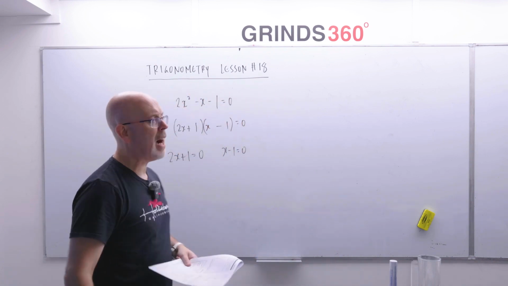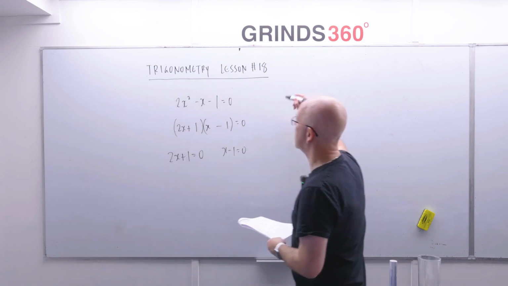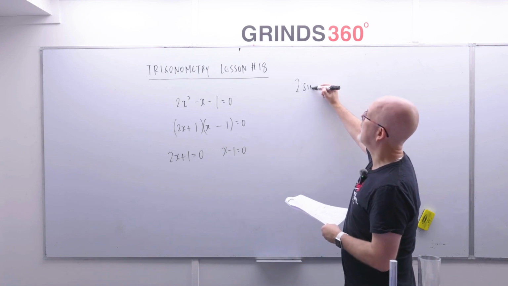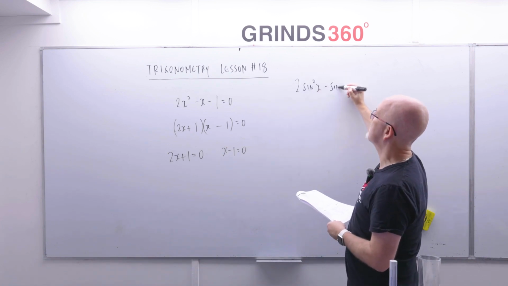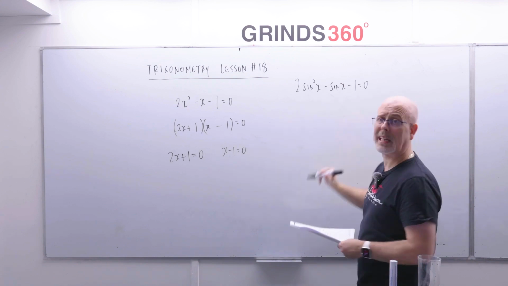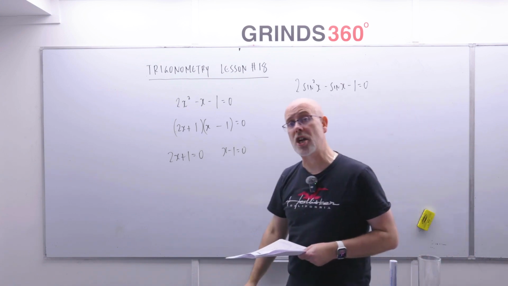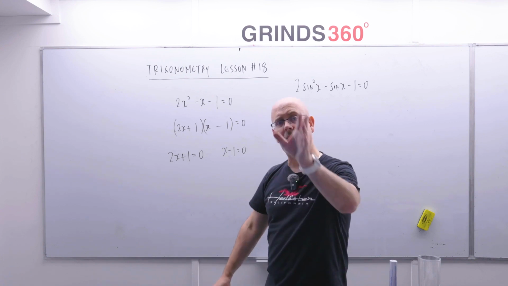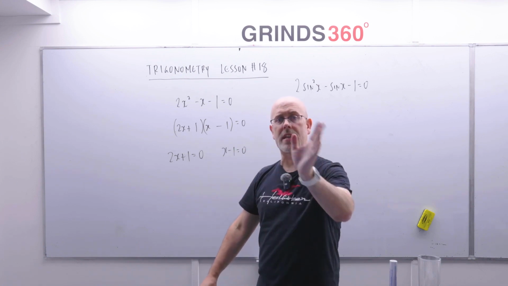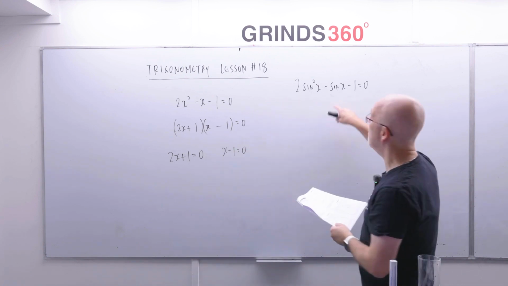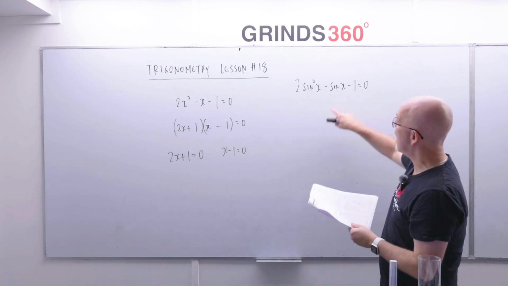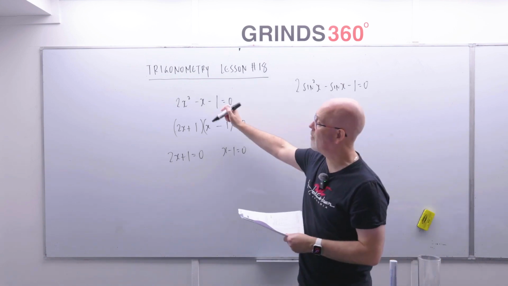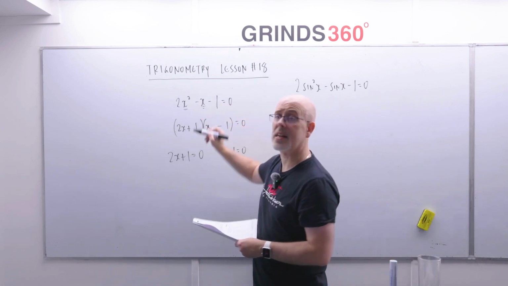Now, imagine the very same idea with something like this. It's 2 times sine squared x minus sine x minus 1 equals 0. Clearly, that's a trigonometric equation again because it's an equation that contains sines. But it's not just sine x equals a number or sine 3x equals a number. There's a combination of them here. But essentially, that's the very same as this equation here. I've just replaced the letter x with sine x.